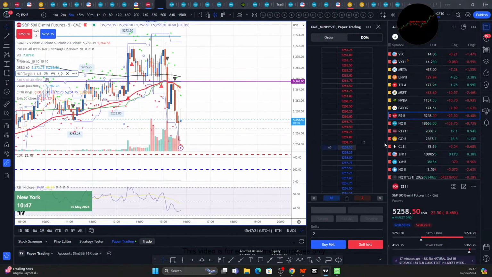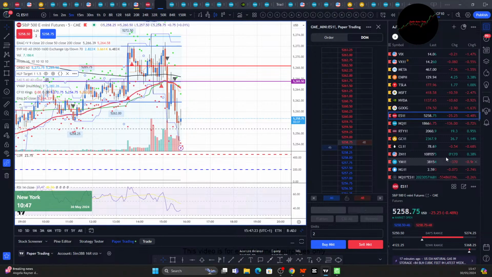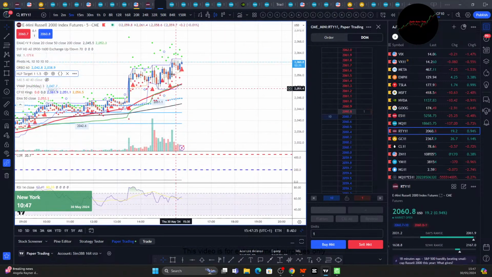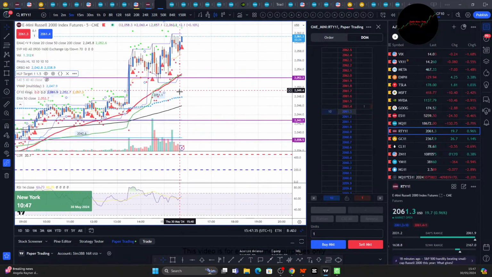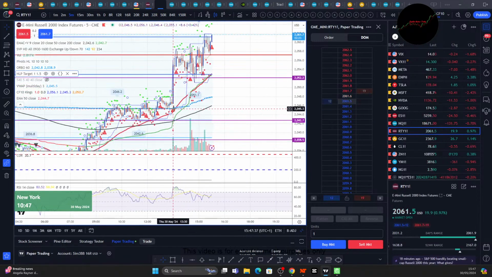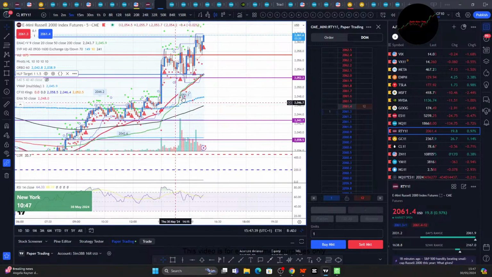So ES is pulling back. For some reason, RTY is being the outlier. Interesting. 0.75% to the downside on NQ and almost up 1% in RTY. Very interesting.